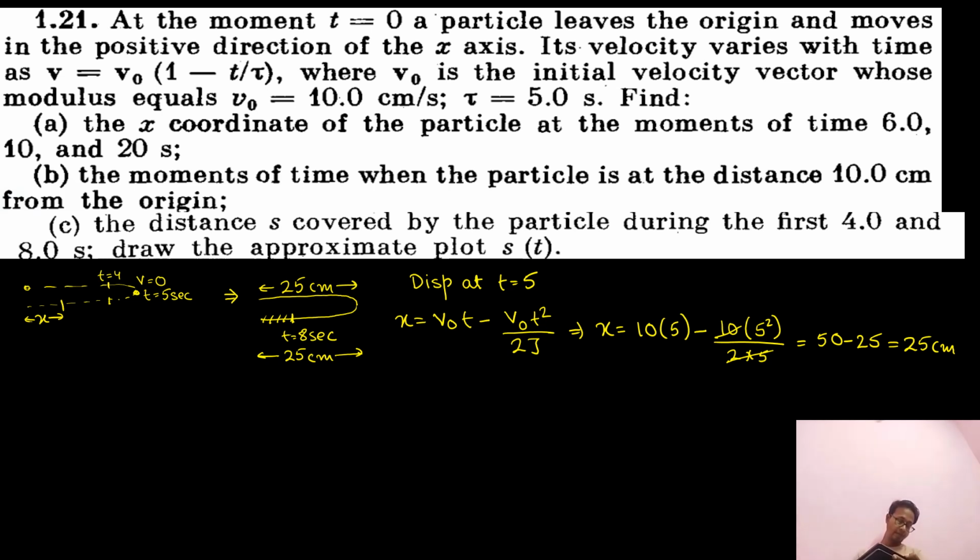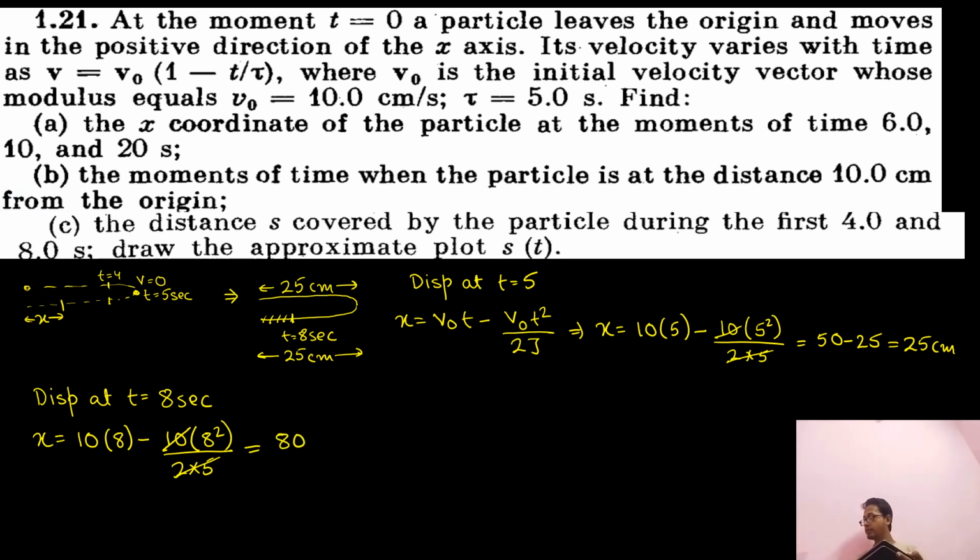Now I need to find out displacement at t equals how much? 8. Displacement at t equals 8 seconds. Okay, using the same equation, x equals v naught t, 10 into 8 minus 10 into 8 square by 2 into 5. Out at 2 into 5 got cut. So 80 minus 64.